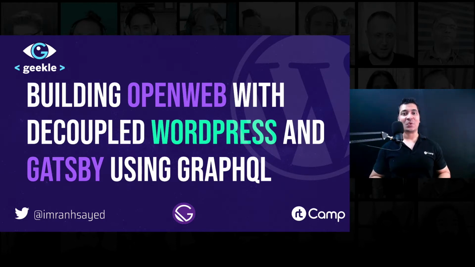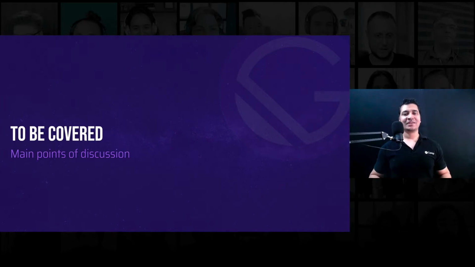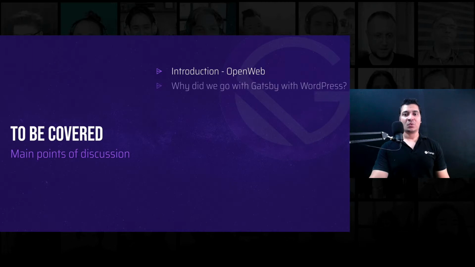And today we're going to talk about building OpenWeb with decoupled WordPress and Gatsby using GraphQL. So what we will cover in today's session will be an introduction to OpenWeb. We'll talk about why we chose Gatsby and WordPress for this project. We'll also talk about the decoupled architecture. We'll discuss performance, which is one of the key things required for most websites.